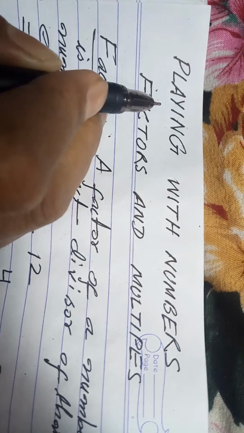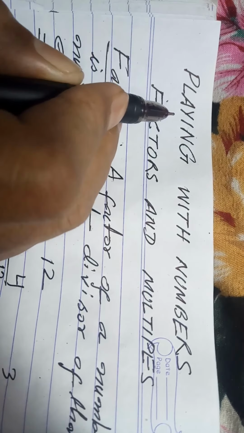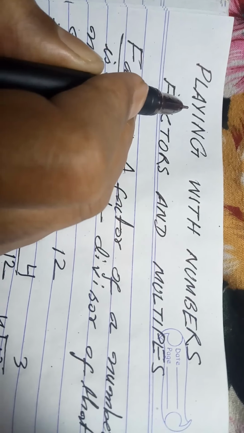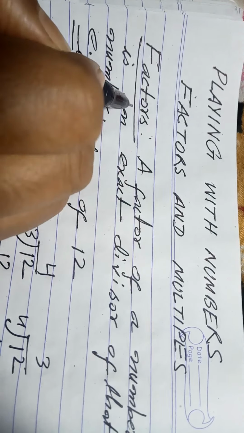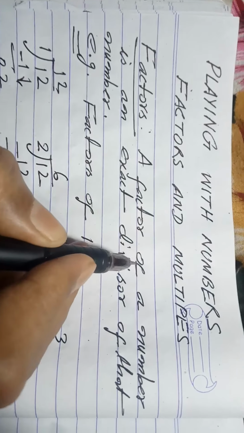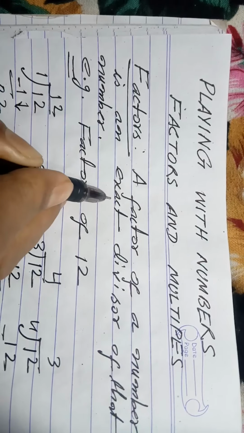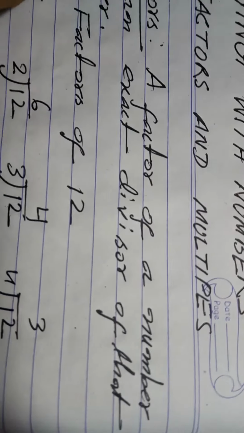Dear student, I am going to teach you chapter 2, playing with numbers. The topic is factors and multiples. Let's start. Factors. A factor of a number is an exact divisor of that number.